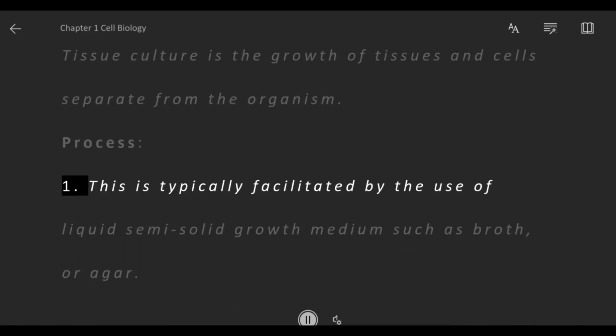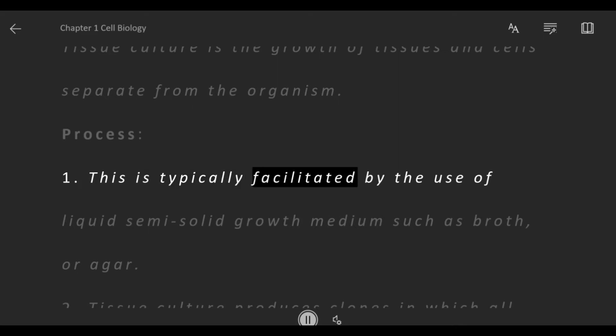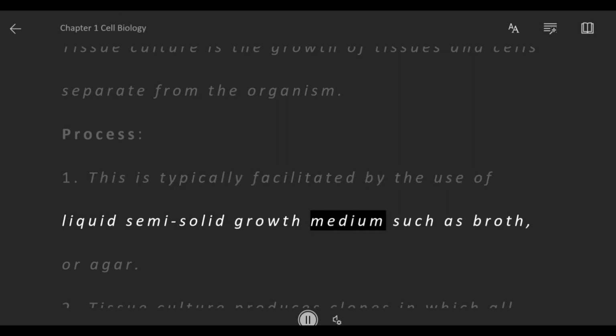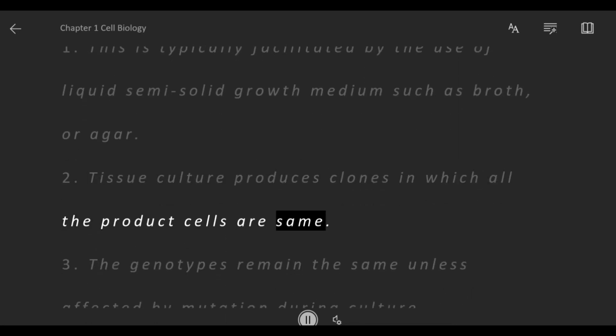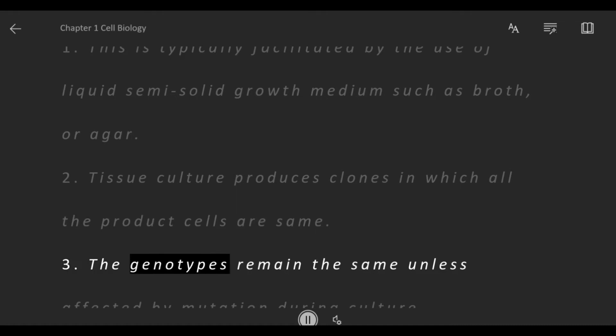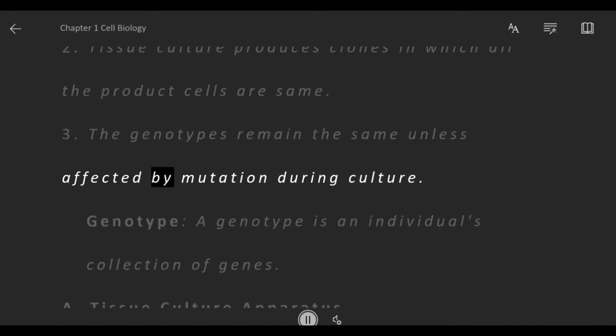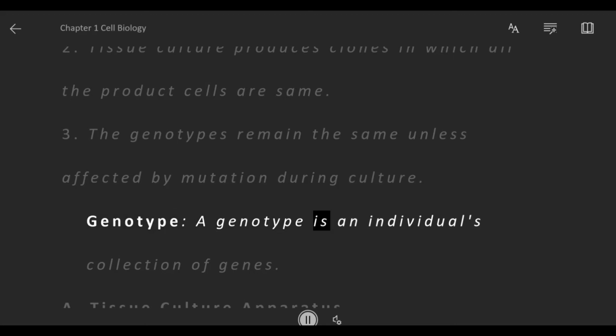Process. 1. This is typically facilitated by the use of liquid or semi-solid growth medium such as broth or agar. 2. Tissue culture produces clones in which all the product cells are the same. 3. The genotypes remain the same unless affected by mutation during culture. Genotype. A genotype is an individual's collection of genes.